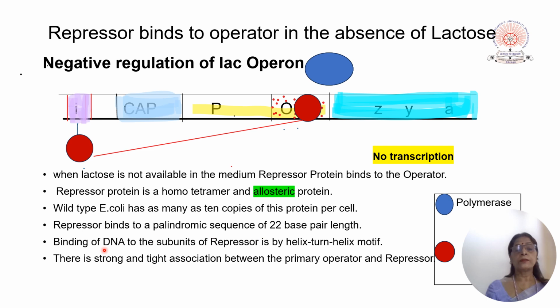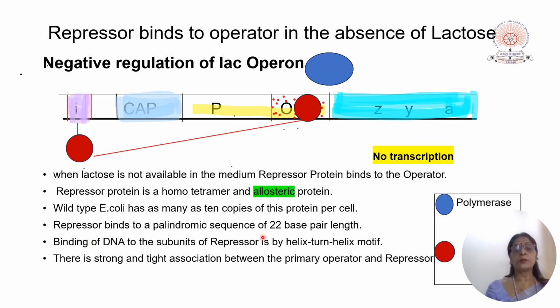In case of wild type E. coli, the number of repressor protein at any time is as many as 10 copies. Repressor protein is a homotetramer and it is an allosteric protein. It has binding sites to bind to the operator as well as to the inducer, allolactose. That is why it is called allosteric.